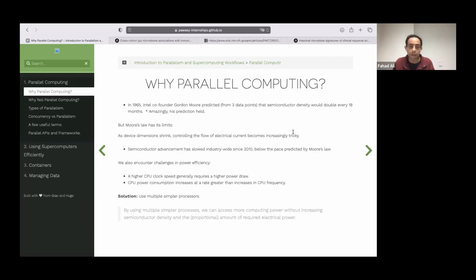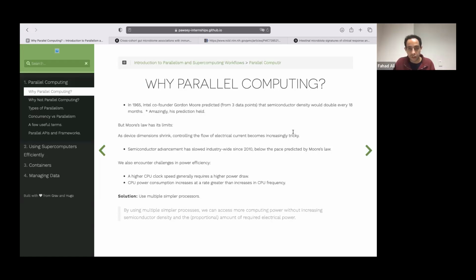But there's also some problems in power efficiency. So you can make faster chips. You can pack lots of semiconductors on them, but you also get a power efficiency problem. Increasing the speed means that you need more power. And in fact, what you tend to see is that the amount of power that a particular CPU needs is going to increase at a rate that is higher than the speed boost you get out of it. Okay. So how do we overcome this?